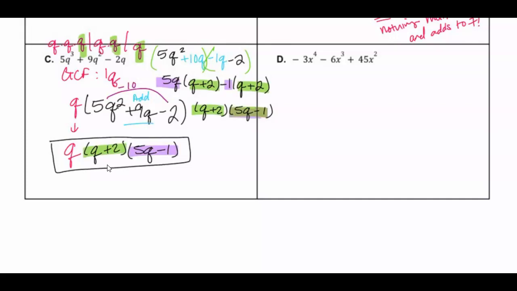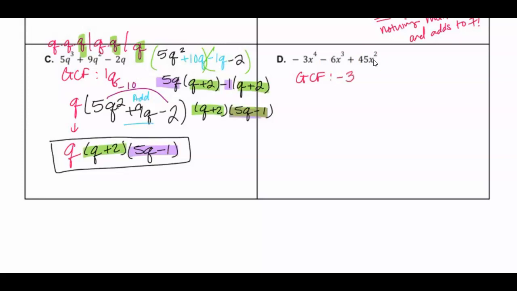So we're going to do example D. So for example D, leading coefficient is negative, so my GCF has to be negative. Smallest number that goes into all of them, or the greatest number that will go into all of them. Look at my smallest number, 3. 3 goes into 3, 3 goes into 6, and 3 goes into 45, so negative 3.